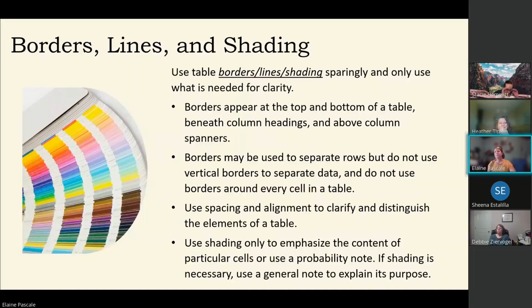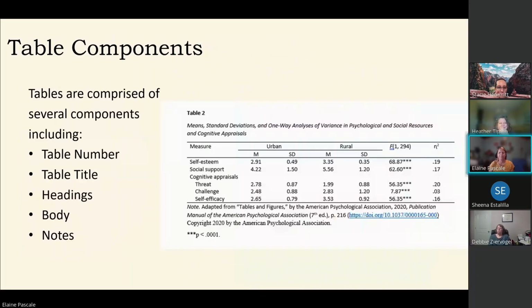For both tables and figures, use your shading and colors very sparingly, especially with tables. You really don't need colors. And often if there's a lot of colors on a table, it causes the reader to stop and wonder, what am I looking at? Why are all these colors here? This is what a table looks like. There's not a lot of lines. There's not a lot of colors. There's always a table number.